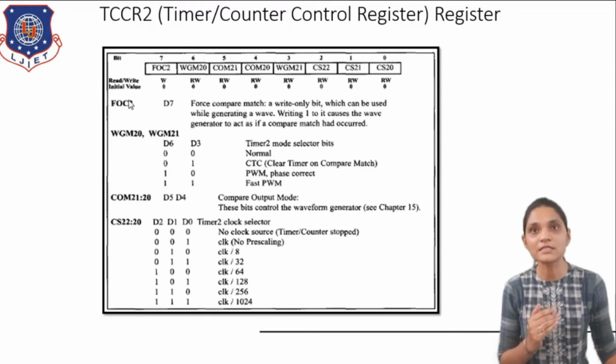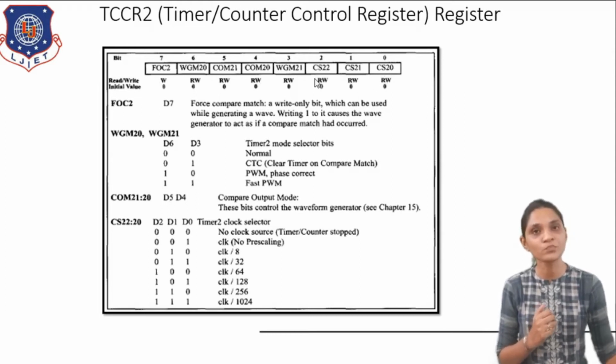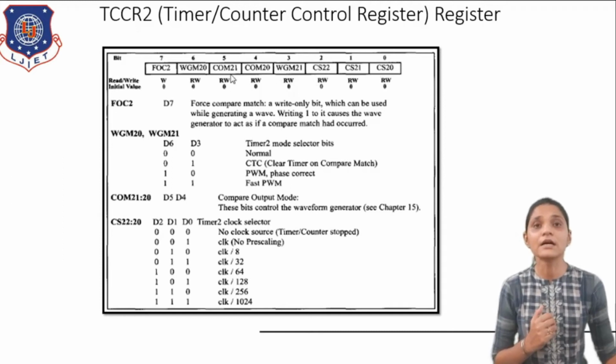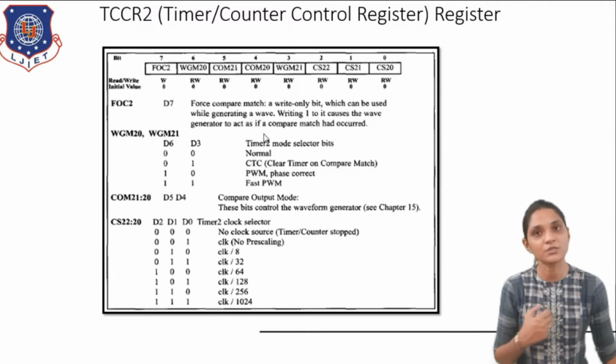This is the TCCR2, the timer counter control register for timer 2, and it has 8 bits. These are the selections for the clock, CS0, CS1 and CS2, but since it is for timer 2, we have written it as CS20, CS21, CS22. Then these are the different bit patterns, the same as we have seen for timer 0. D7 is the force output compare bit. It is a write-only bit which can be used while generating waves. Writing 1 to it causes the wave generator to act as if a compare match had been found.